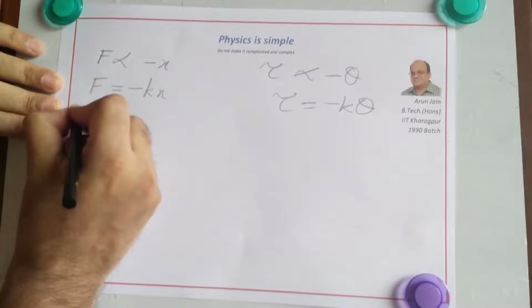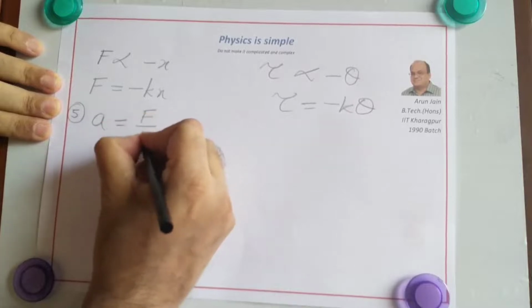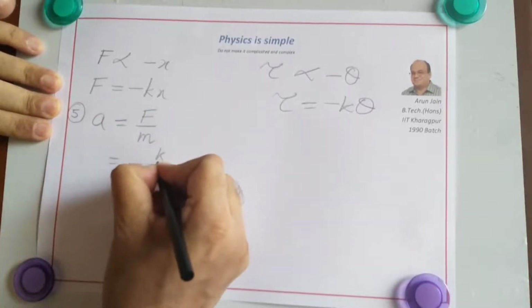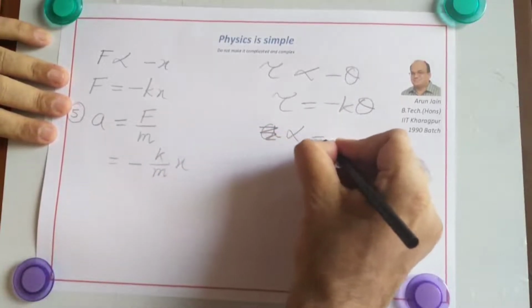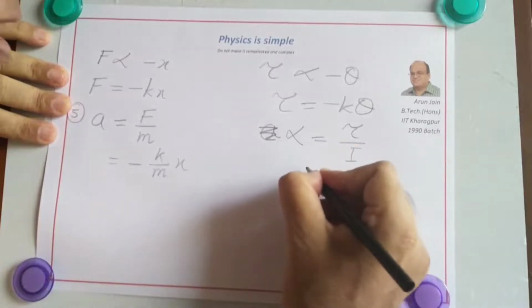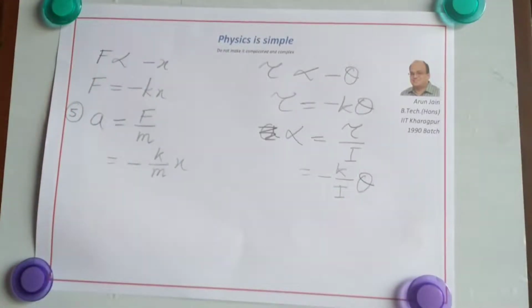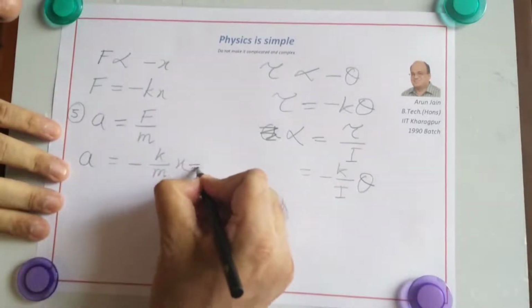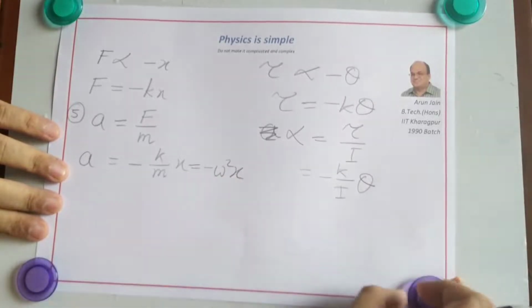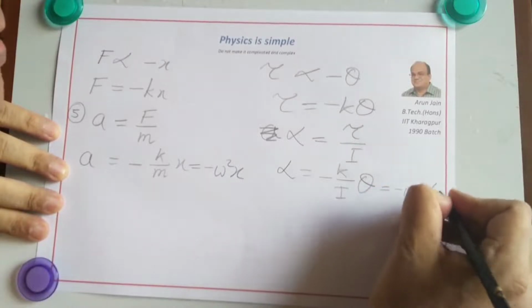In this case acceleration will be force upon mass, so it is minus k by m x. And here acceleration is angular acceleration, that is tau by moment of inertia. So we get this as minus k by I theta. So once we have got this equation, then we realize that in SHM, acceleration is minus omega square x in linear SHM. And in angular SHM, alpha is minus omega square theta.